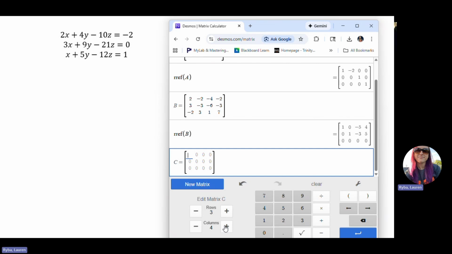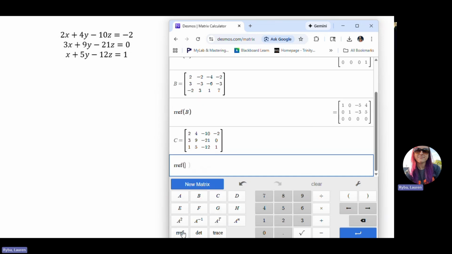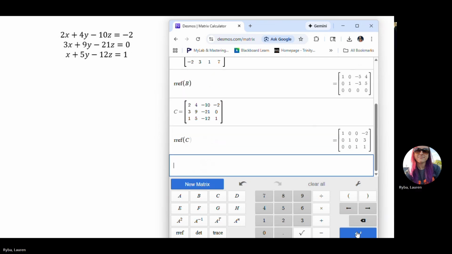All right, so 2, 4, negative 10, negative 2, 3, 9, negative 21, 0, 1, 5, negative 12, 1. We get x is negative 2, y is 3, and z is 1.